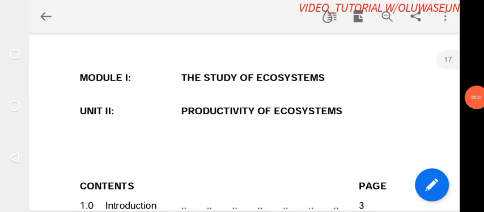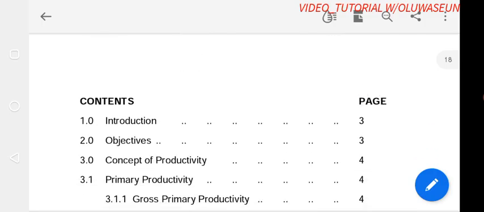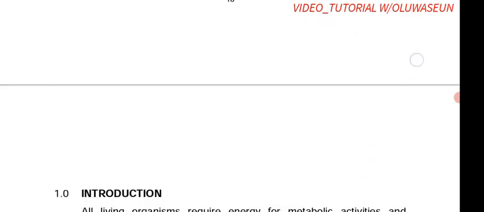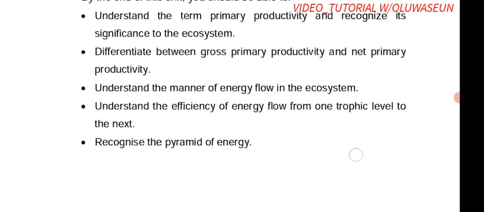You are most welcome to this Unit 2, Module 1 of BIO304. We are still on the study of ecosystem. So we want to talk about the productivity of an ecosystem. That is, how do they become productive and how best do you measure their productivity? So follow me as we just move through the course.